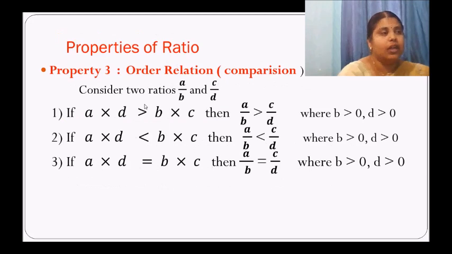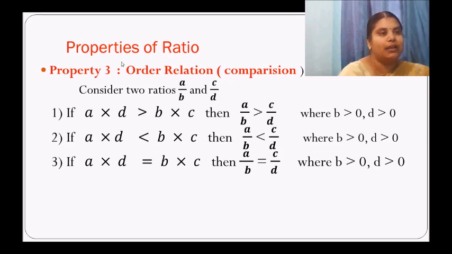The third important property, property number 3, order relation. Here we compare two ratios. Take two ratios A by B and C by D. The product of A multiplied by D is greater than the product of B and C.